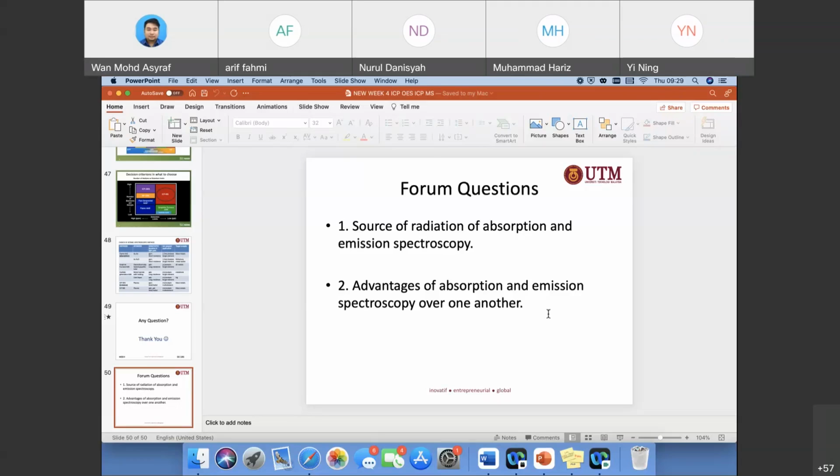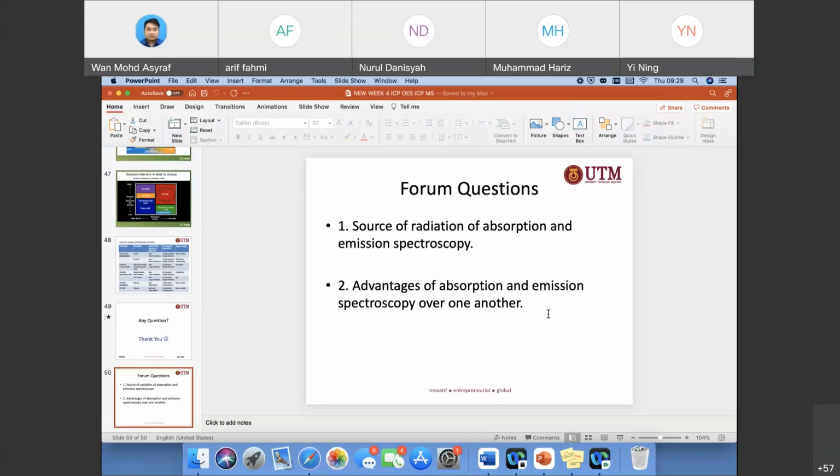All right. If we look at absorption spectroscopy, the source comes from the HCL or EDL. So it is very specific to the analyte itself inside the flame. So when your source of radiation is absorbed by your analyte inside the flame, the transmittance is going to be calculated.